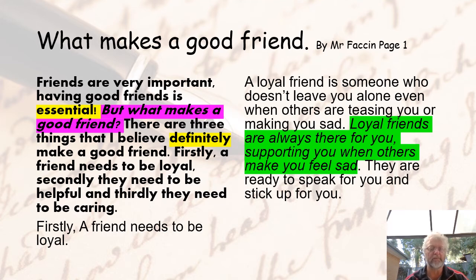So let's continue. Firstly, a friend needs to be loyal. A loyal friend is someone who doesn't leave you alone even when others are teasing you or making you sad. Loyal friends are always there for you, supporting you when others make you feel sad. They are ready to speak for you and stick up for you. And you can see that I've used a variety of sentences, just like my success criteria said, for the part that I've highlighted in green.